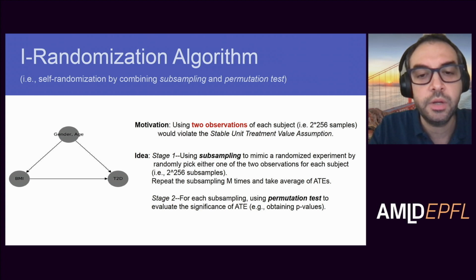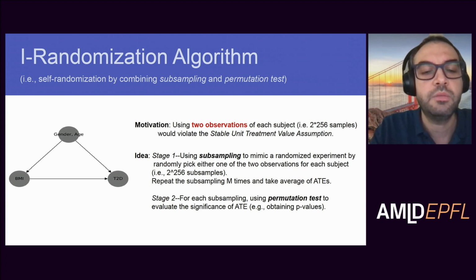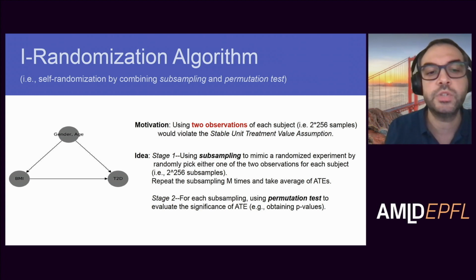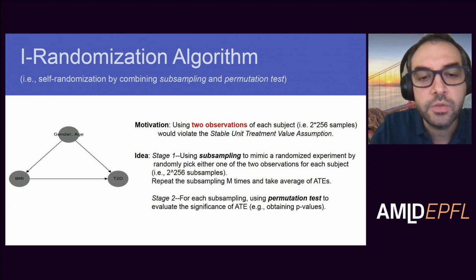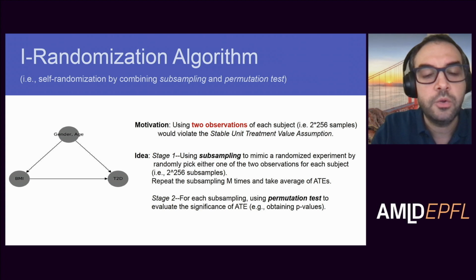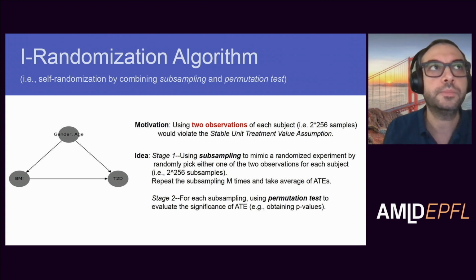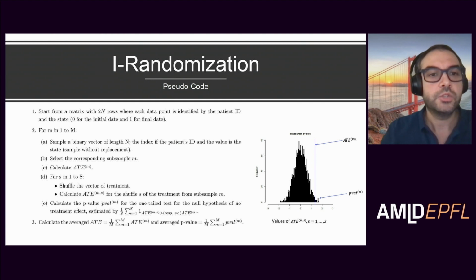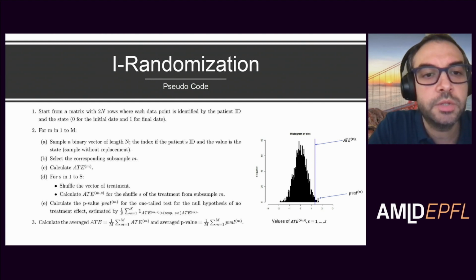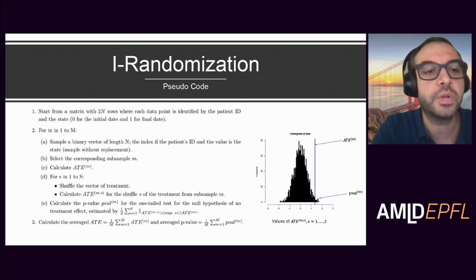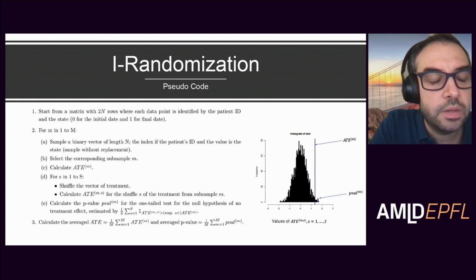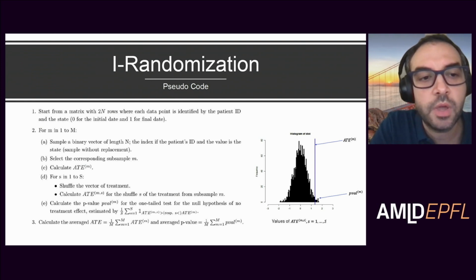Then we are interested in the significance of the average treatment effects, and to do that, we obtain a p-value for each subsample by doing a permutation test, which consists of replacing the treatment vector by a noise vector from the same distribution. So this is an outline of how we do that. I won't actually go over it, but just emphasize the main steps.